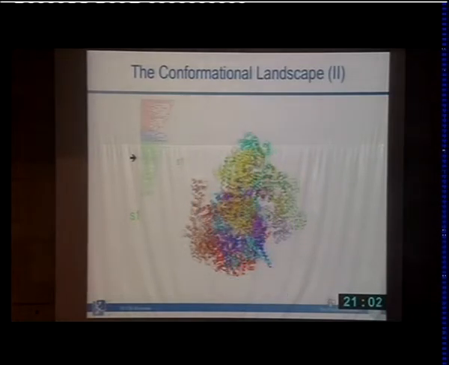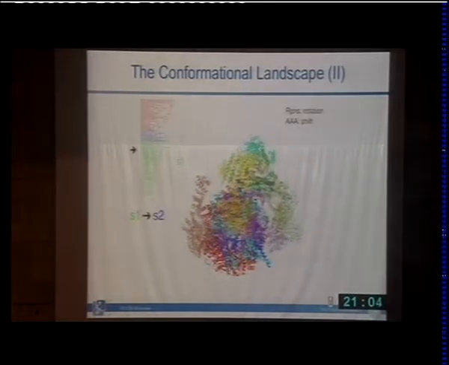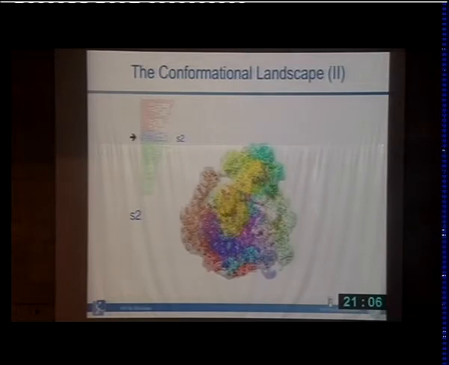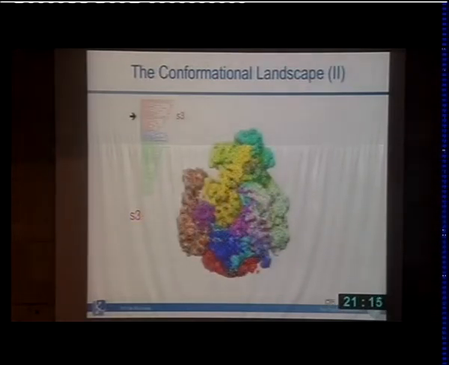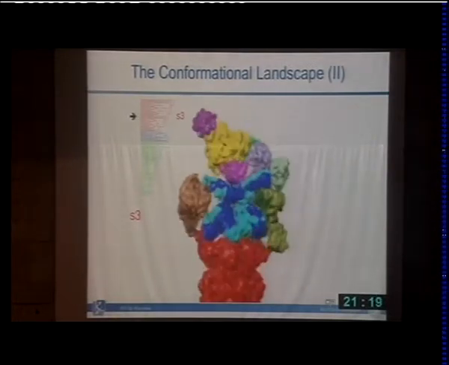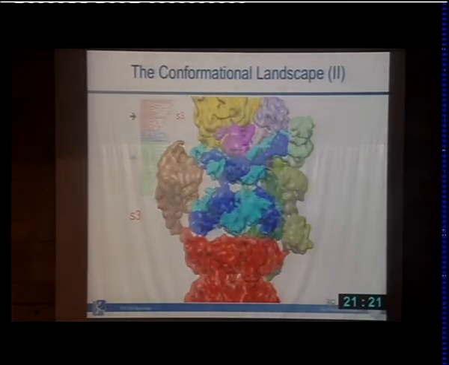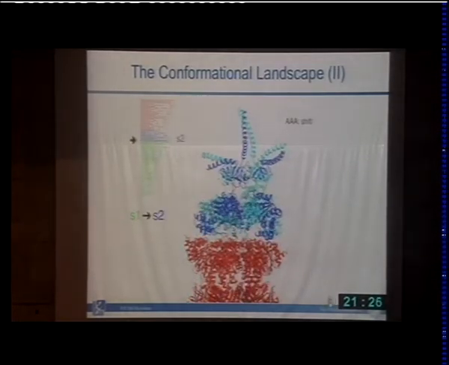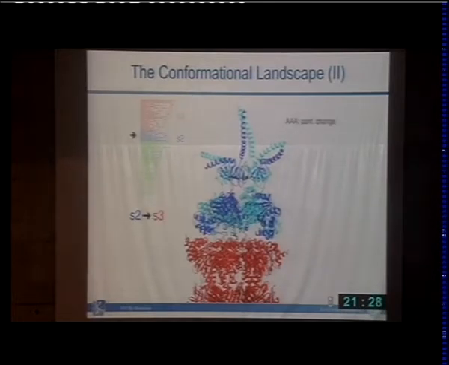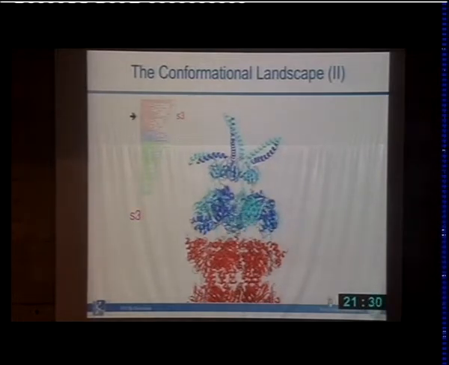Now we see the same thing from the top, and as you see, the biggest movement is a large rotation of the lid, and also RPN11 and 8. There's a lot of dynamics here in RPN1, and as we move on, we remove the non-ATPase subunits here to get a better feeling for the conformational changes, the shift and also the domain movements in the AAA ATPase part.